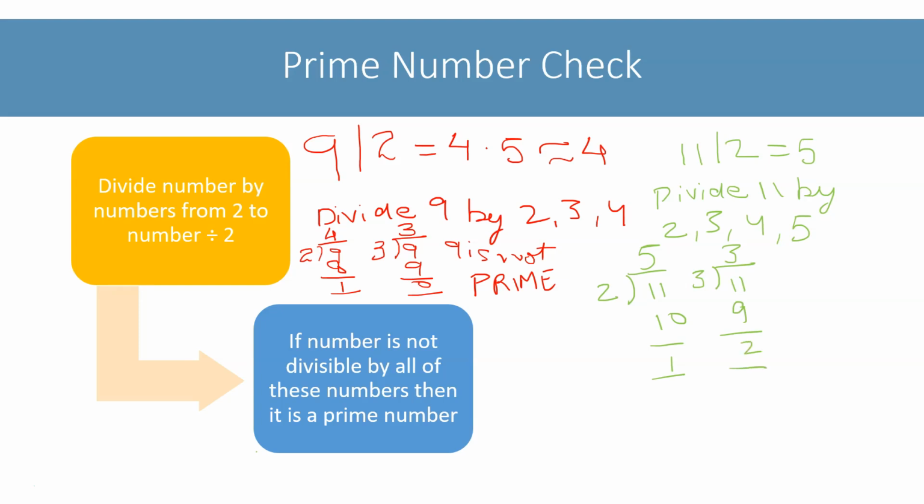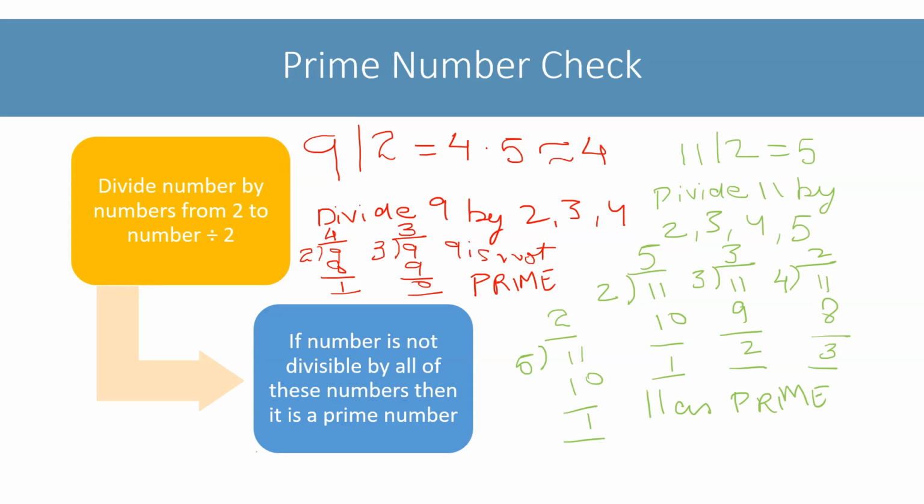So 11 is not divisible by 3 also. Moving on to 4. Not divisible by 4 also. Let's try the last number 5. Not divisible by 5 too. So our method correctly identifies 11 as a prime number.